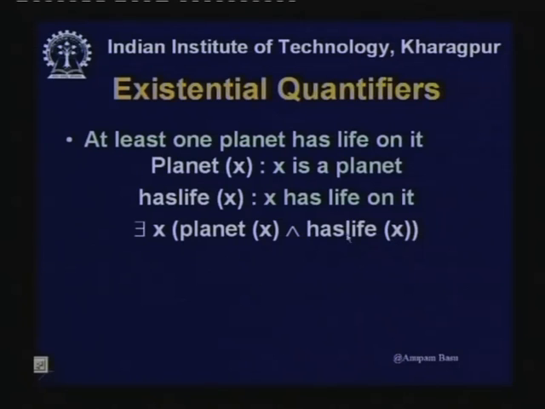All right. So, this is where the universal quantifier would not do. If I had written here for all x, planet x and has life x, then this would be true only if all planets have life. No, that is not what I want to do. What I want to do is to find whether there is at least one planet which has got life. Okay. I am not going into stars, I am just going into planets. That is why I put in this predicate planet x.